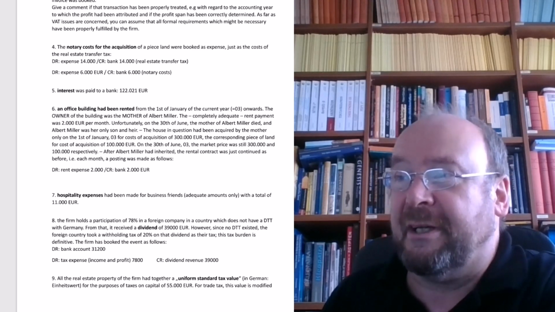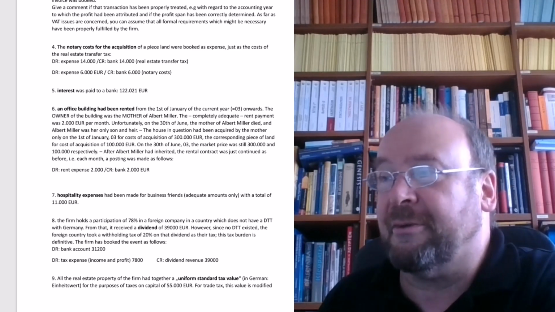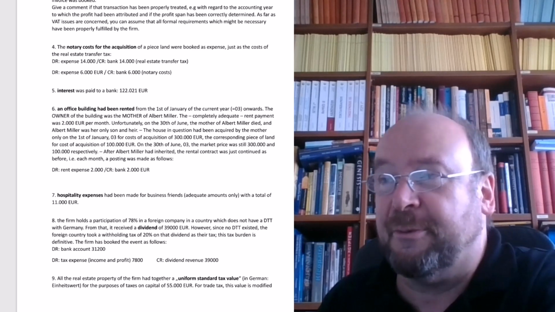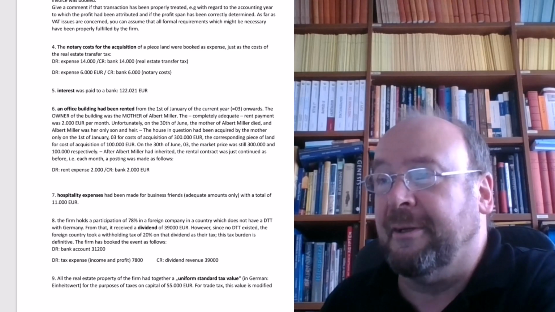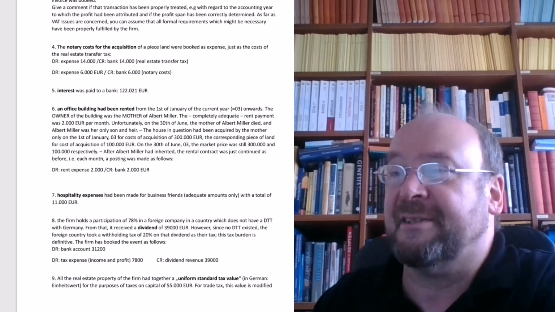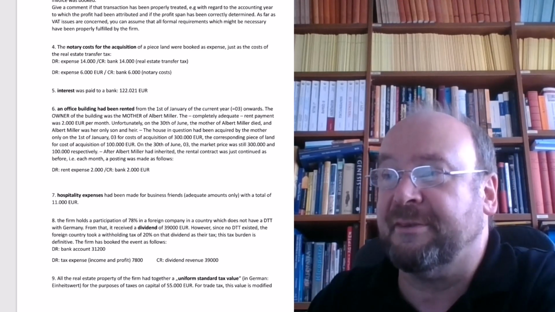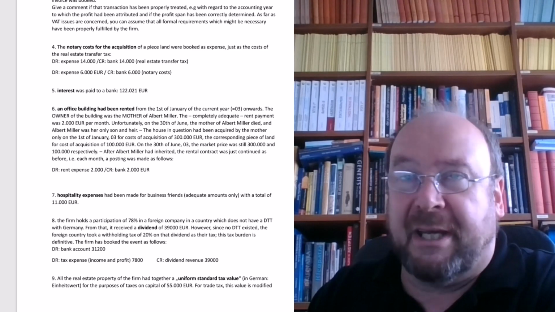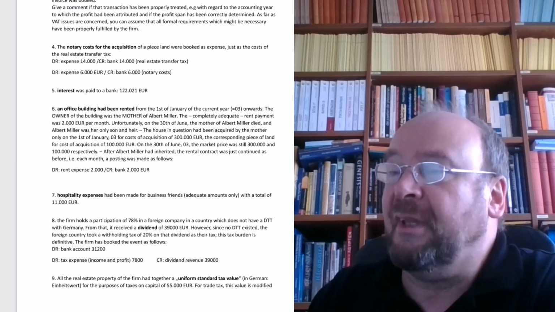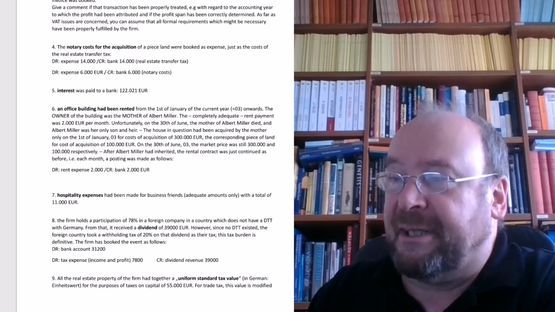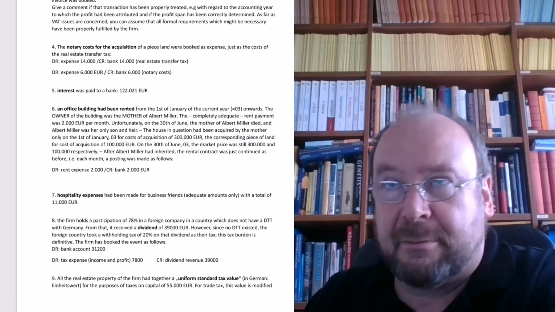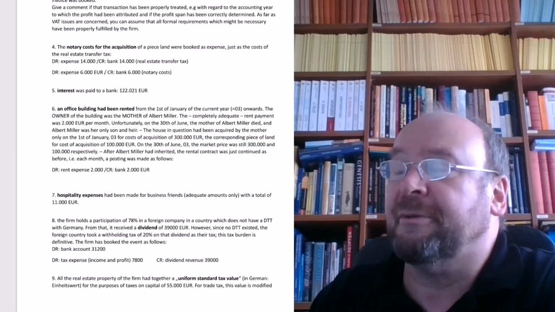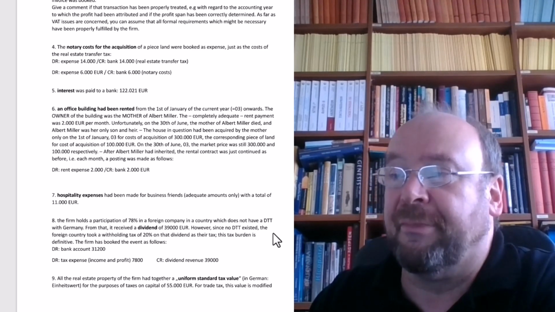After Albert Miller had inherited everything, the rental contract was just continued as before, no change, so each month a bank transfer was still made, and a posting was entered as follows: rent expense 2,000, credit record bank 2,000. Hospitality expenses had been made for business friends, adequate expenses only, with a total of €11,000.